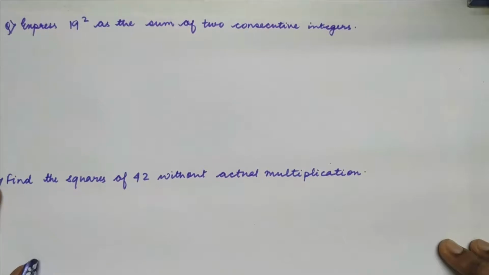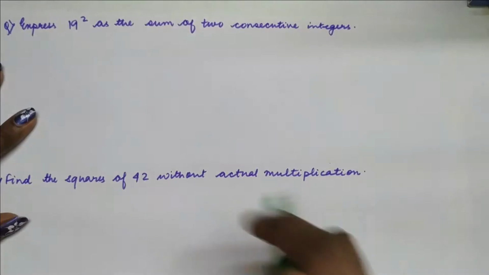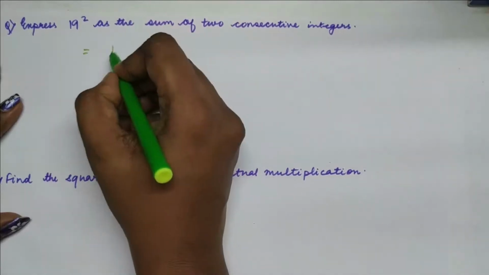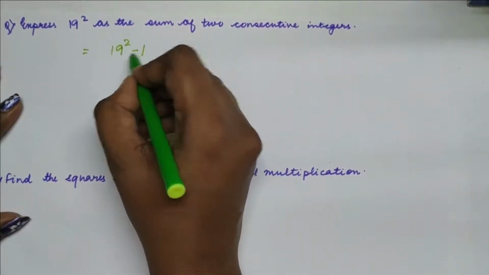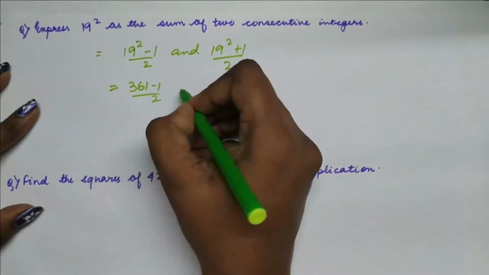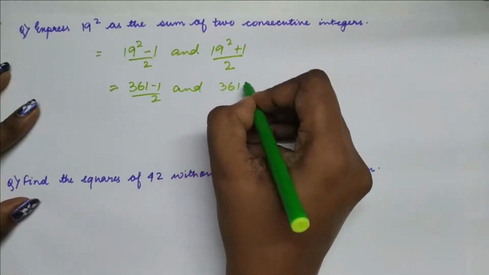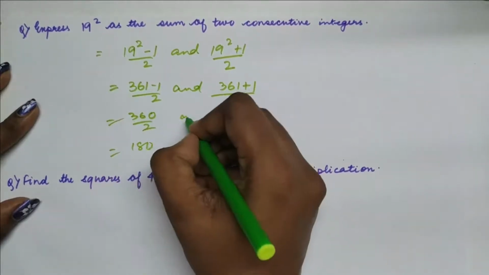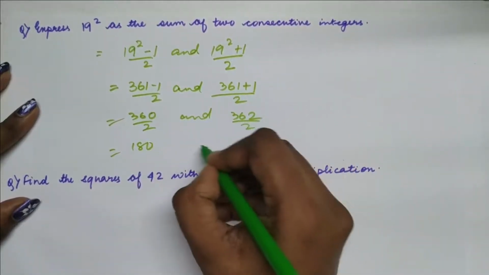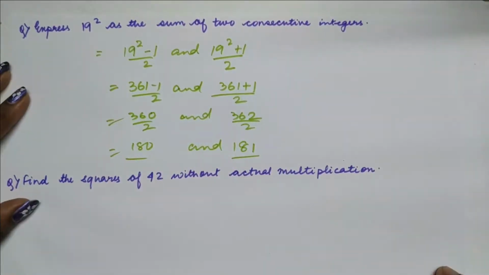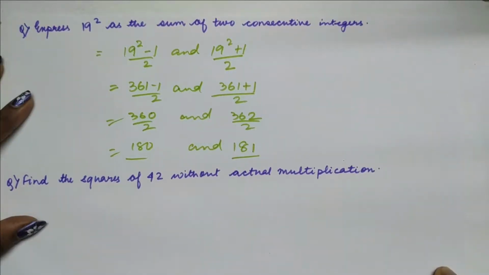Moving to the next question, where we have to express 19 square as the sum of two consecutive integers. So you know, how can I get the square of this two number? I can go for 19 square minus 1 by 2 and 19 square plus 1 by 2. 361 plus 1 by 2, that is 1 will be 180 and the other one will be obviously 181. So my answer is 180 and 181, which can be represented to show the 19 square.